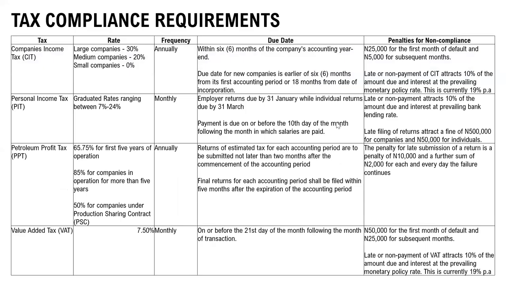So the next slide, right? I would like to talk more on this. So we have tax compliance requirements. Here we have the company income tax. The rates for large companies is 30%, medium companies 20%, and small companies 0%.